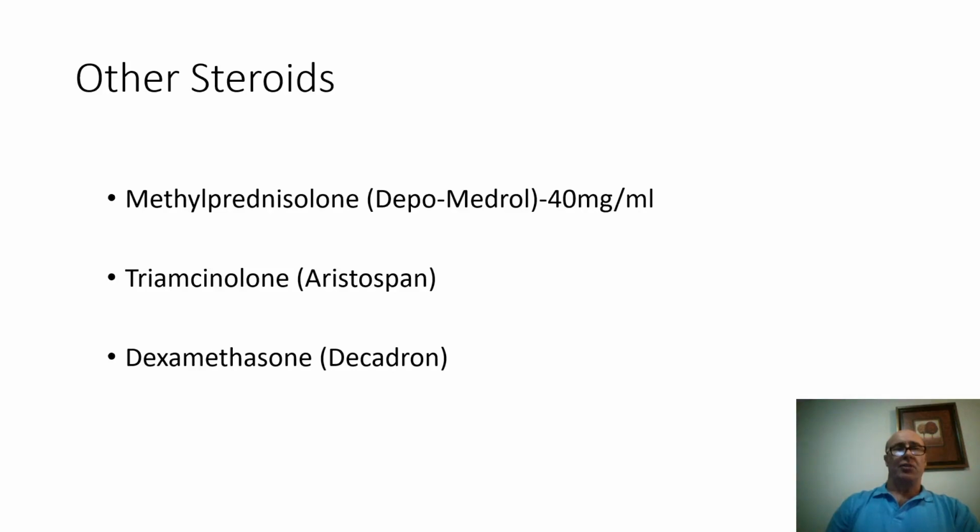Another commonly used steroid is methylprednisolone, or Depo-Medrol, which is the brand name. These come in 1 or 2 ml vials, and they're 40 milligrams per ml. Just be careful which one you're giving. One has got 2 ml and one's got a 1 ml vial, so it'll be either 80 milligrams total or 40 milligrams total. This is the most commonly used steroid, and others are less commonly used.